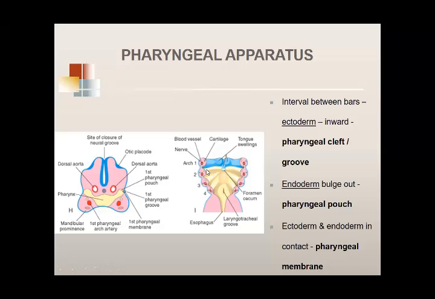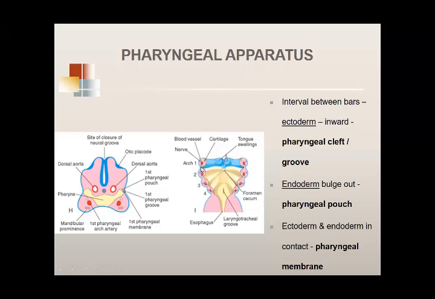So on the inside, in the region of loose mesenchyme, on the inside of the pharynx, the endoderm bulges out. This outward bulging of the endoderm produces this depression, which is called pharyngeal pouch. On the outside, this is the lining ectoderm.